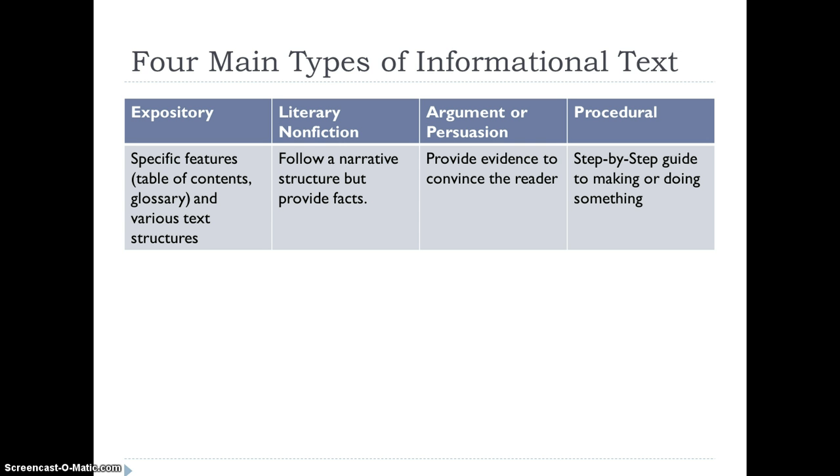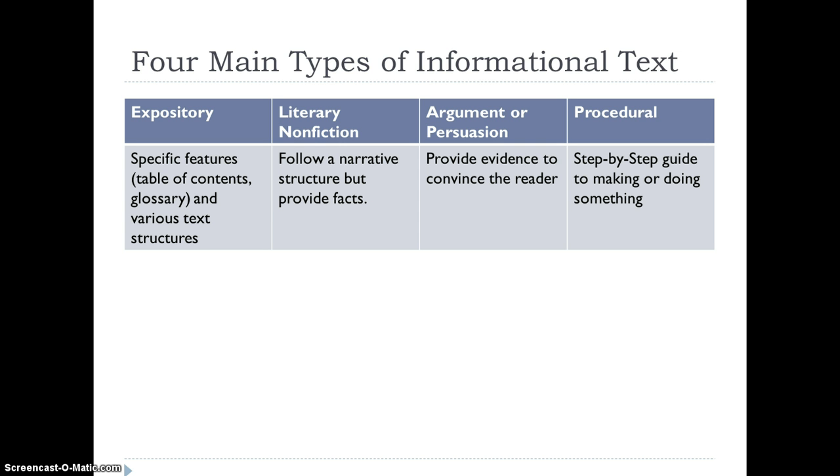Another type is the literary nonfiction. So these are going to be your biographies or autobiographies. They provide facts, but they follow a narrative structure. Another type is going to be argument or persuasion texts. These texts are trying to convince the reader to take a stance on an issue. So they're going to have an argument and then give information that's going to convince the reader to take the author's position. And another type is procedural. So these give step-by-step guides for making or doing something. So these would be more like recipes or how to make a paper airplane, those types of things.